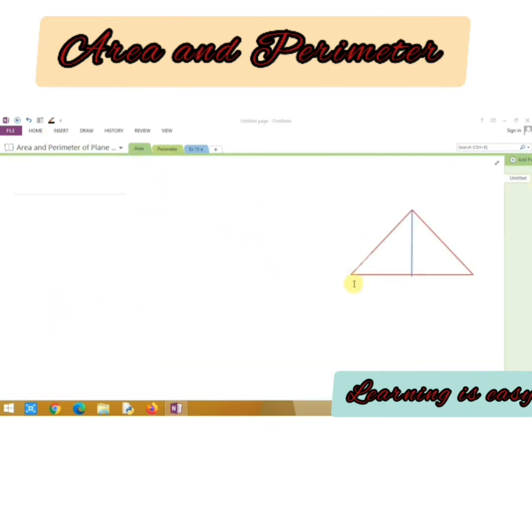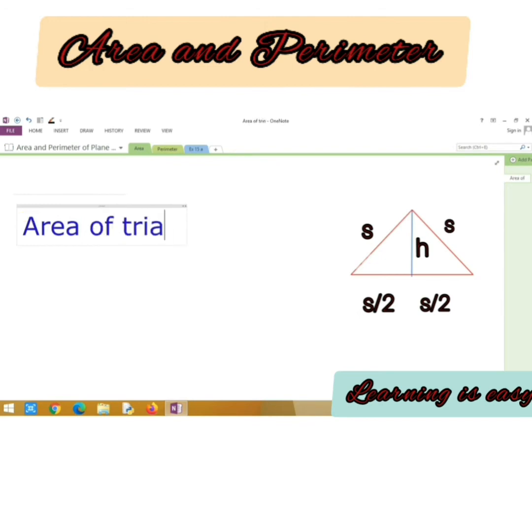Next we will see the area of a triangle with side s. Each side is of length s, and height h. So the area of a triangle is half into base into height. And the height is dividing the base into 2 halves. So it's going to be s by 2, s by 2. That's the base s.